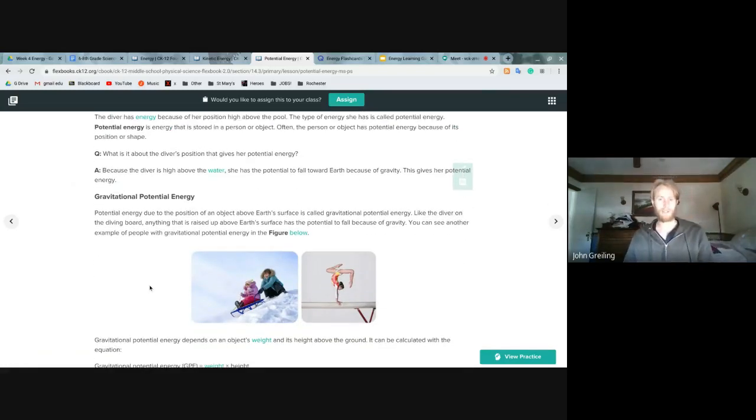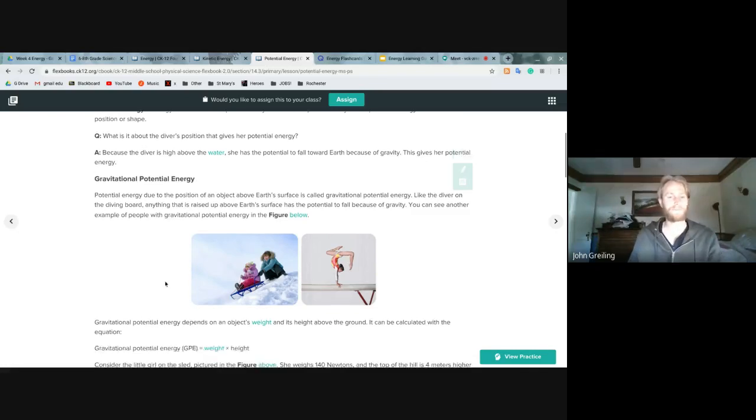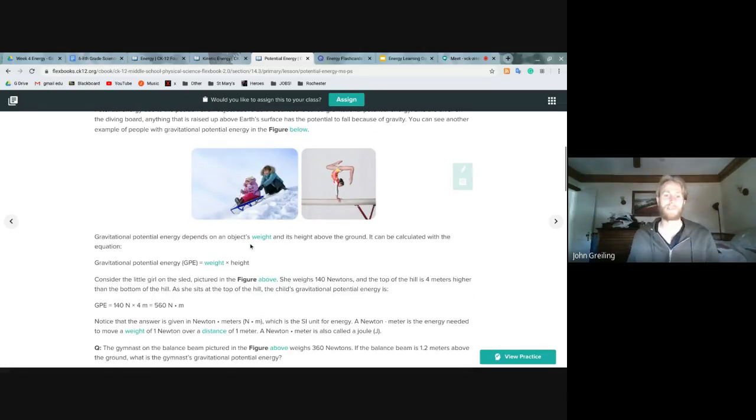Gravitational potential energy. So much like the diver, we're looking just at that gravity component of it. Potential energy due to the position of an object above Earth's surface is called gravitational potential energy. Like the diver on the diving board, anything that is raised up above Earth's surface has the potential to fall because of gravity. You can see another example of people with gravitational potential energy in the figure below. It depends on a person's or object's weight, which we knew before.